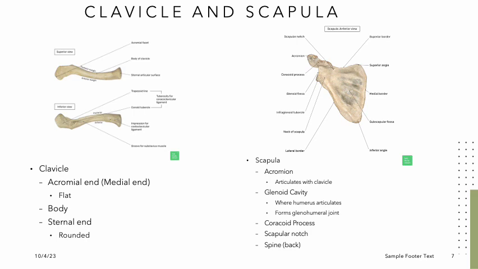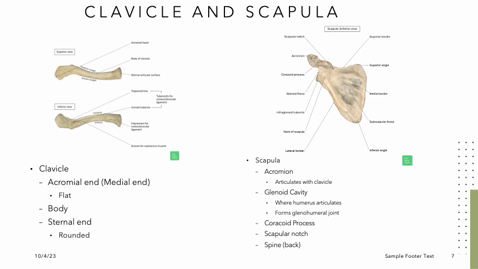The clavicle has three main parts. It has the acromial end, which is the distal end, the part that meets up with the acromion of the scapula, so the one furthest away from the midline. That's the flat end. And then it has the body, which is the middle main part. And then the sternal end is like a rounded nubbed end that butts up nicely to the sternum. So one end meets the sternum in the middle of the chest, and one end meets the shoulder blade or the scapula closer towards the end of the shoulder.